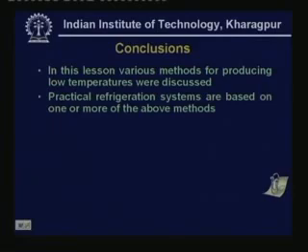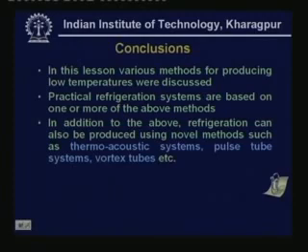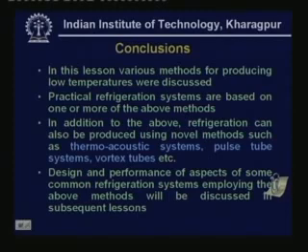Okay. So let me quickly conclude. In this lesson various methods for producing low temperatures were discussed. Practical refrigerant systems are based on one or more of these methods, and in addition to the above, refrigeration can also be produced by other methods which I have not discussed. These are namely thermoacoustic systems, pulse tube method, vortex tubes, etc. And the design and performance aspects of some of the common refrigerant systems employing the above methods will be discussed in subsequent lessons.